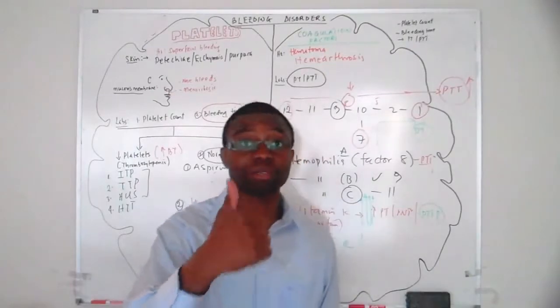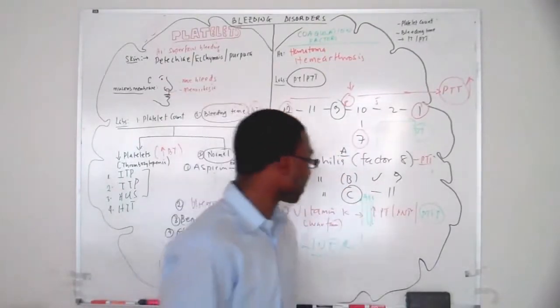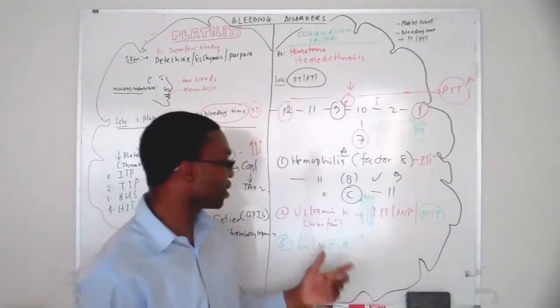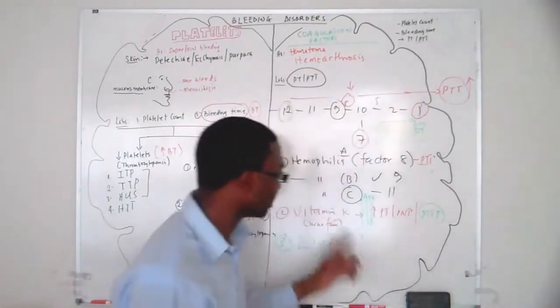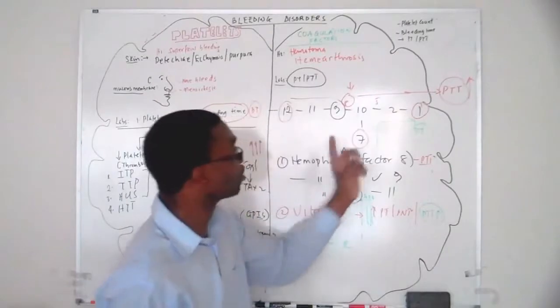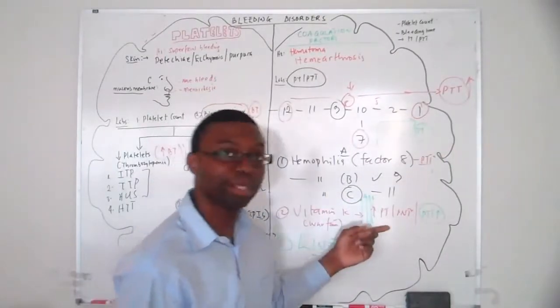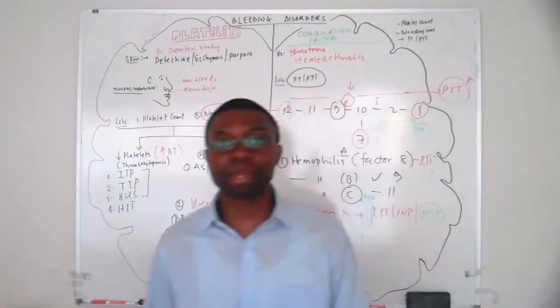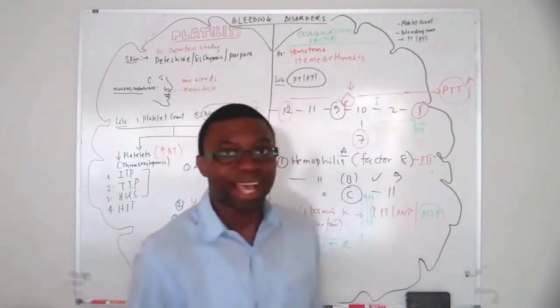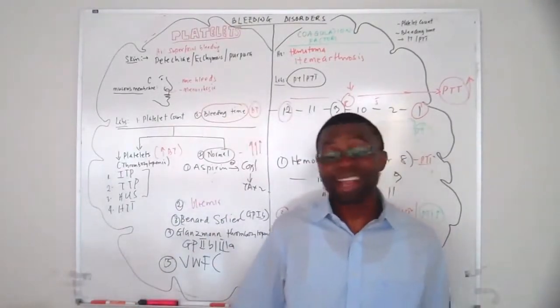It's usually in males. Remember that. Factor 9 and factor 11, B and C. Vitamin K deficiency, think about it. You're not going to have enough vitamin K to make all the cofactors active. PT is high. Liver problems, PTT is still going to be high. And that is it. That's it, guys.